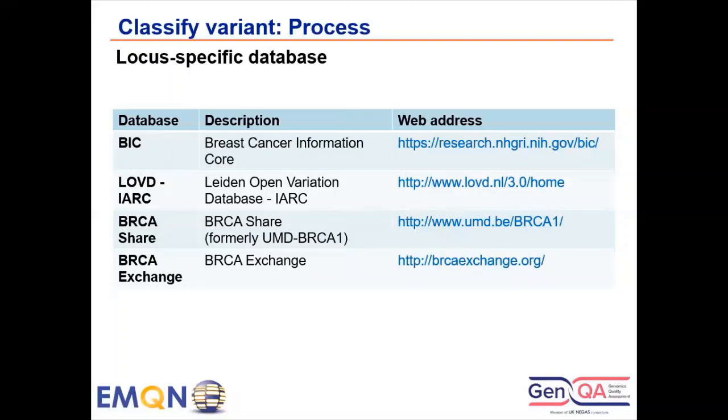As locus-specific databases, we can advise the BIC database. However, this is not updated anymore, so you should be careful with the information that's available there. There is the Leiden Open Variation Database, LOVD IRC, which contains a classification, but not always information on which this classification is based, but you can then contact the submitter.